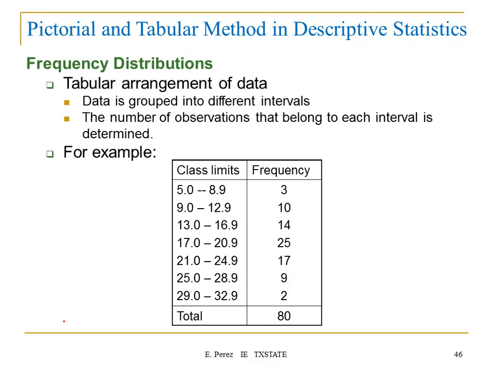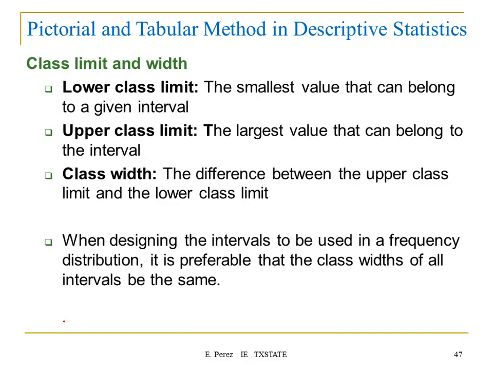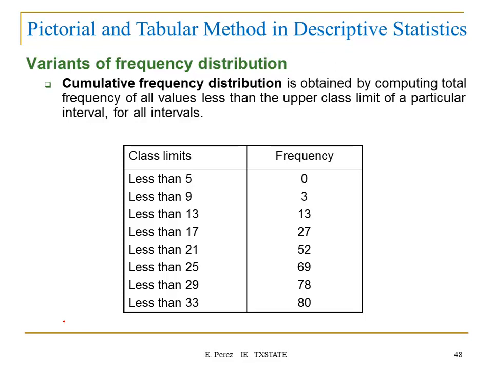Here we have, for the first, second, third, and so on, 3, 10, 14, 25, 17, 9, and 2. Okay, so those are the number of units that you have for each interval. Now, when you look at the cumulative frequency distributions, you're going to use those numbers.